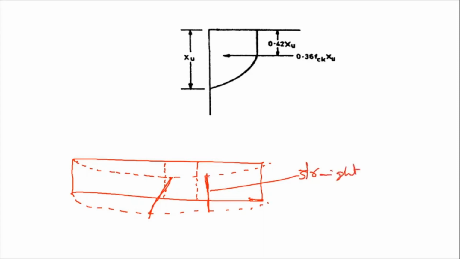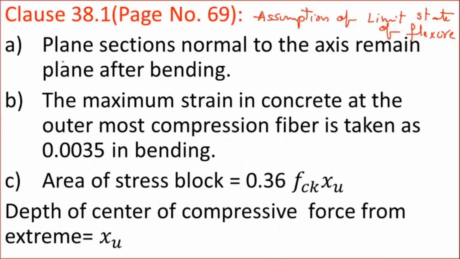Because these are straight in nature, we can say that strain variation is linear. So this assumption is very important, asked in many exams a number of times. What is this? Plane sections normal to the axis remain plane after bending. That means strain variation is linear.